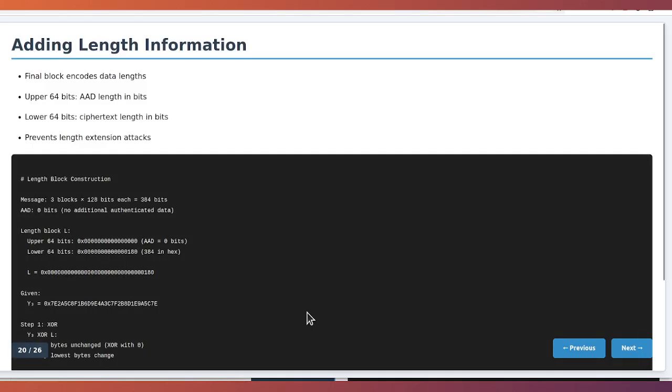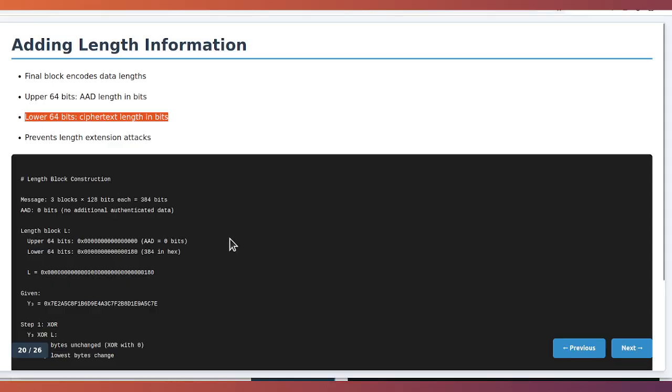Adding length information. After processing all message blocks, GHASH adds one final block containing length information. This length block is crucial for security because it prevents certain attacks. The length block L is a 128-bit value with a specific structure. The upper 64 bits contain the length in bits of the additional authenticated data, or AAD. The lower 64 bits contain the length in bits of the ciphertext.